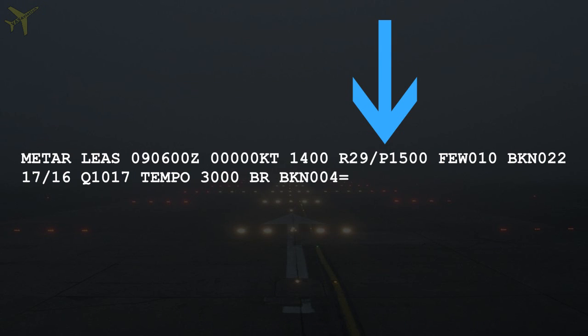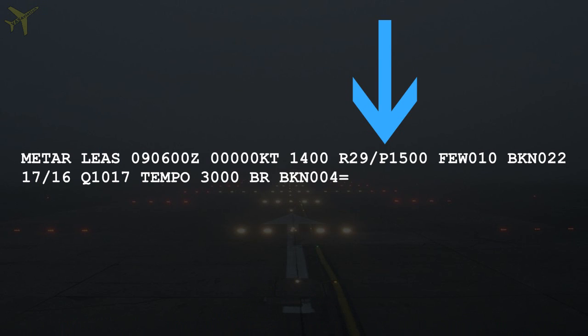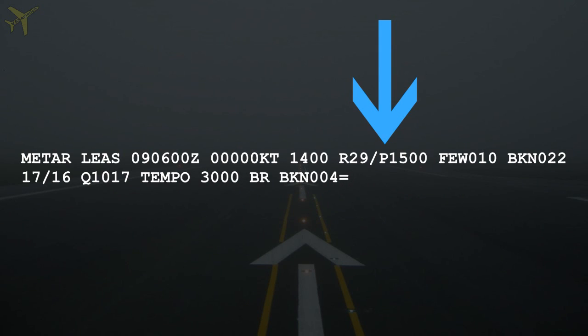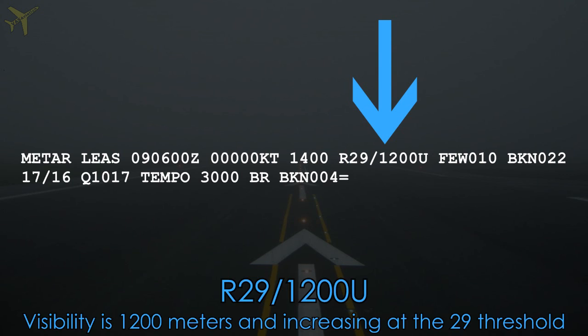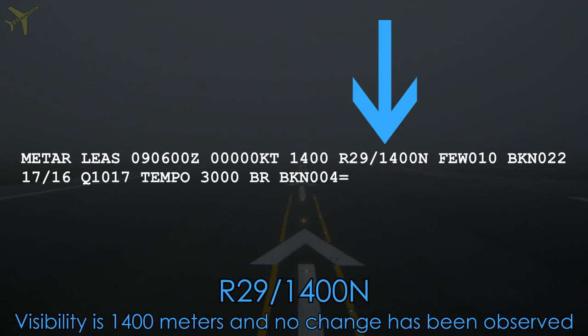If the RVR is more than the maximum value, then a P will precede the visibility. A letter can also be placed after the visibility to represent the trend that has been experienced recently. The letter U stands for an increase of 100 meters or more in the last 10 minutes. A D stands for a decrease in the same period of time. The letter N means there has been no tendency or change.